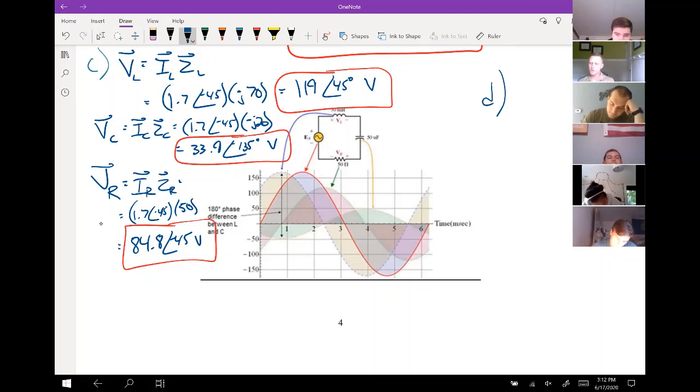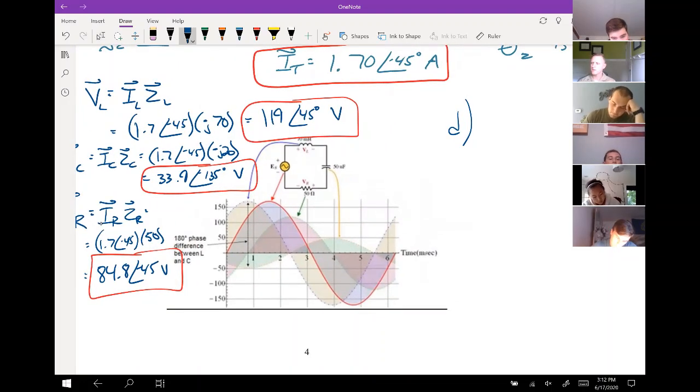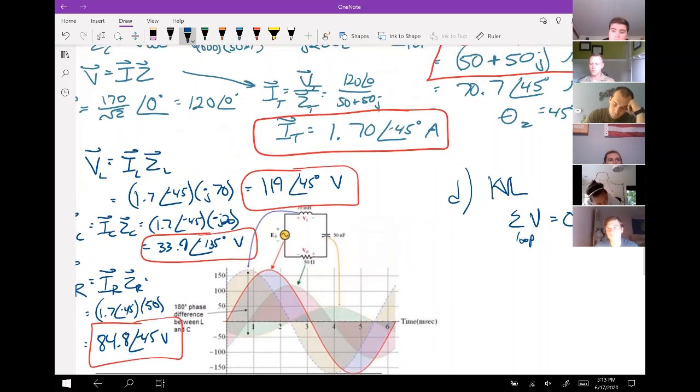And now part D says to confirm KVL. Verify KVL. KVL says what goes up must come down. That doesn't work quite as well because of the way that the rises and the falls work with the angles, but it's still that the sum of the voltages in a loop equals 0. So let's just put it that way. We'll just say the sum of the voltages in the loop. It's still a rise. We'll call it like the polarities matter.